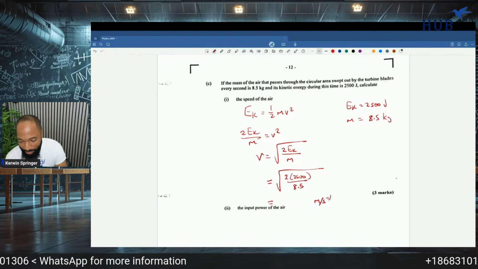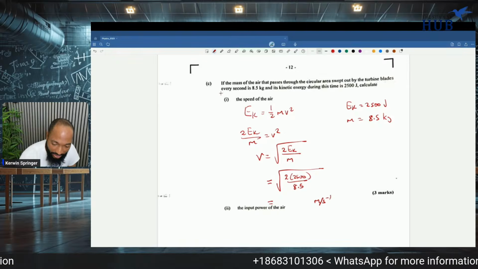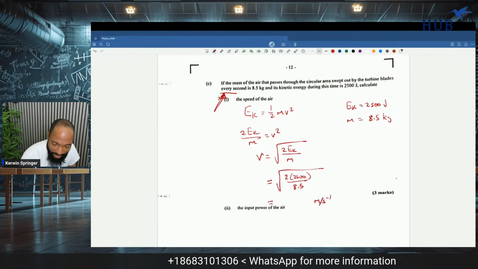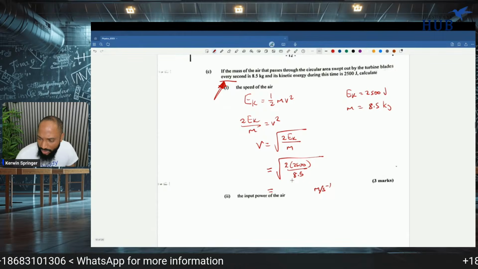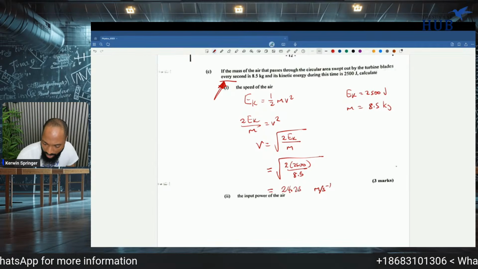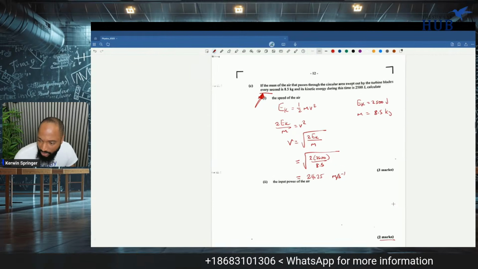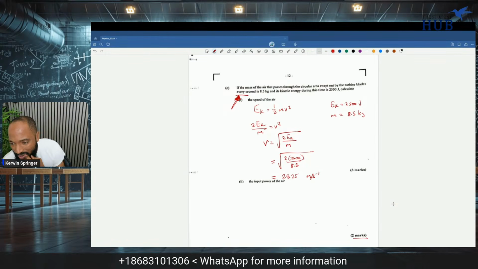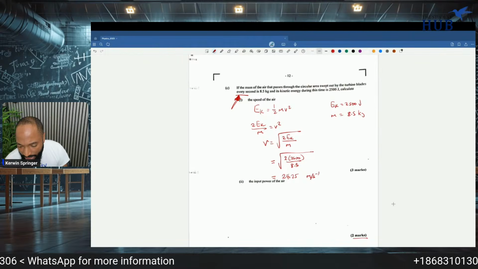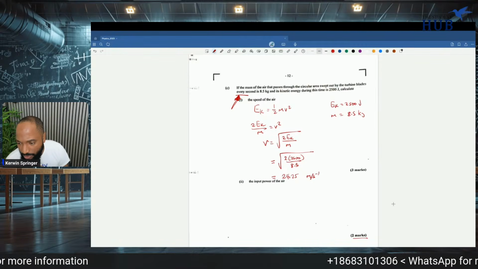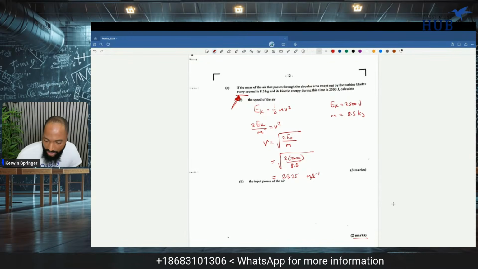And the input power. Now they said every second, every second this happens. What are you all getting? 24.25. They can't give me much marks for this, right? Input power, 2 marks here because they said every second, and it's just quick maths now. 24.25 meters per second, or 24.3 meters per second if you go to 3 significant figures.